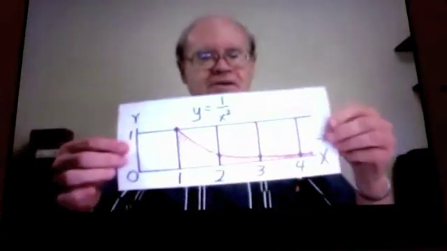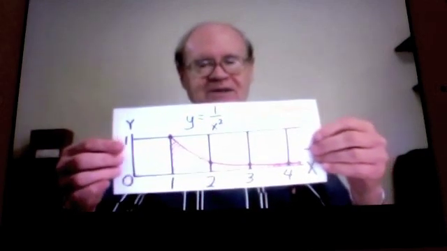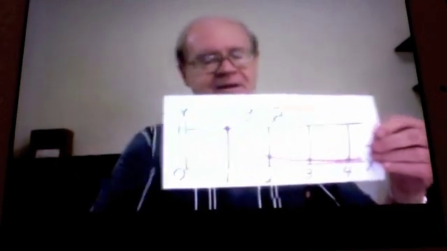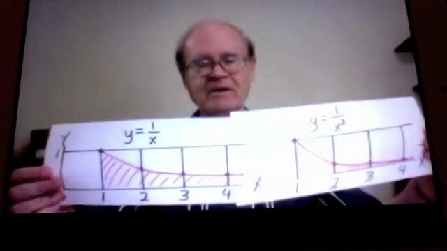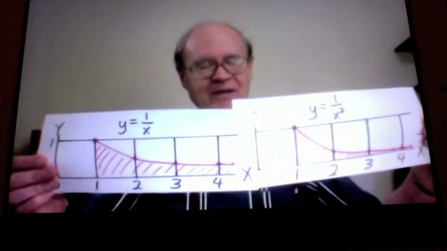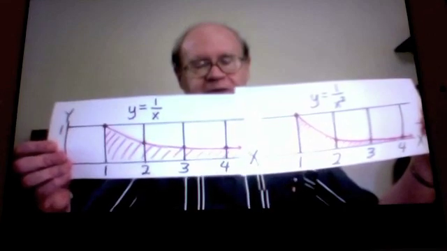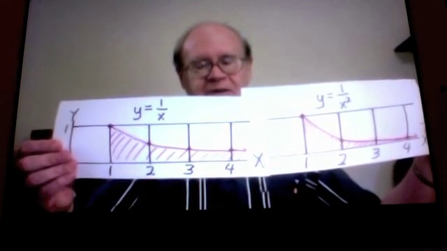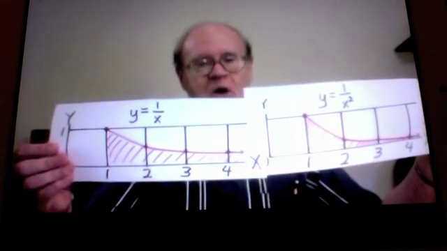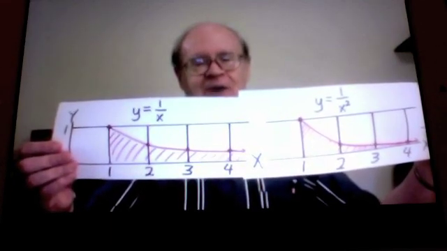There is that shaded area. Now, the main purpose of this video is to compare these two areas. As we've seen, they have quite a bit in common. They have as their left boundary the vertical line at 1. Upper boundary is the curve itself. Lower boundary the x-axis, but no right boundary. They both go indefinitely to the right.